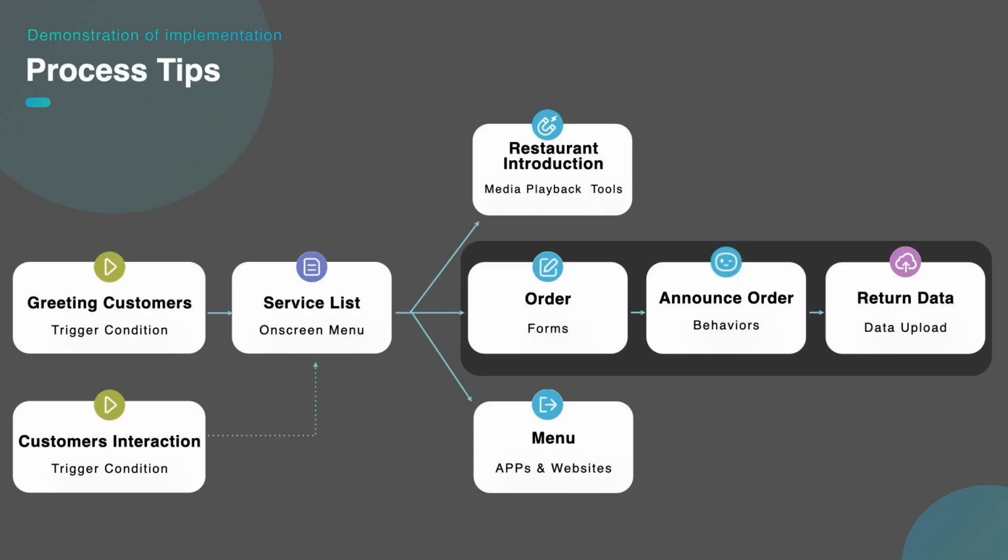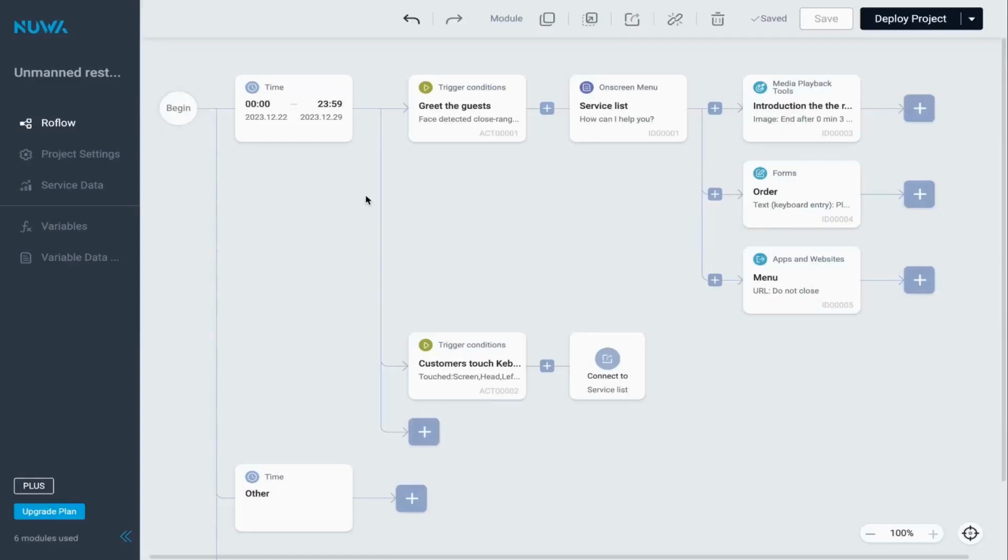In the flow design structure, we will add variables in the Forms module to record the order content. Then, use the Behaviors module to announce the customer's order. And finally, use the Data Upload module to return the data. It is recommended to press the pause button first and try it yourself, and then refer to the following example video after completion. Continuing the service workflow created in the basic course.